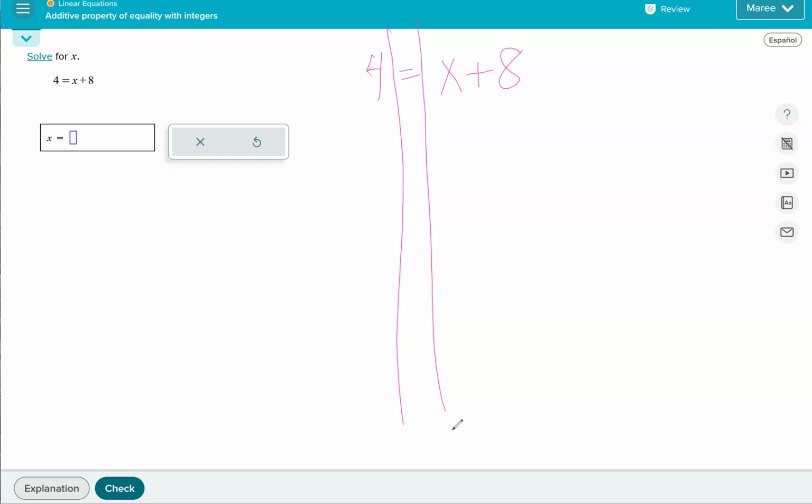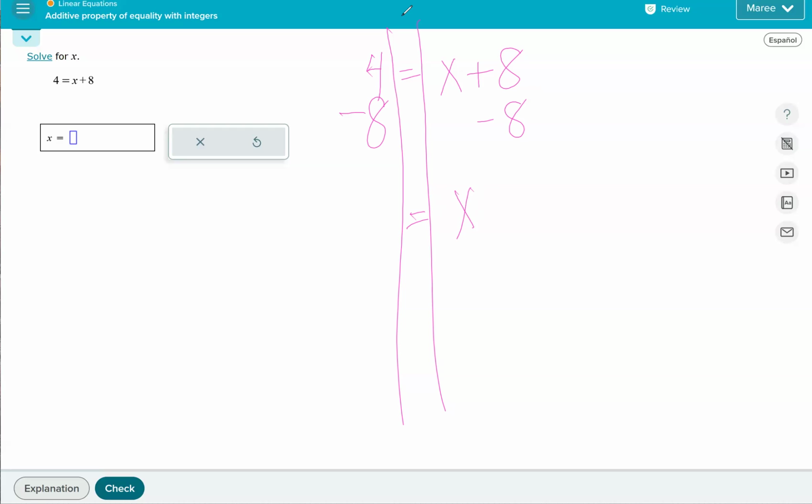In order to get x by itself, we want it to be plus 0. So to get 0, we need to subtract 8. When we take away 8, we're just going to have x left on the right, and we need to subtract 8 on the left side also, because we can't just willy-nilly go subtracting numbers on only one side of the equation. We have to do it on both.